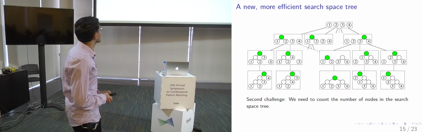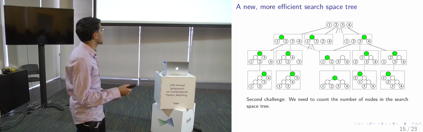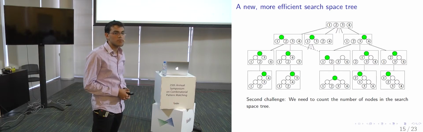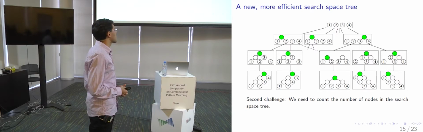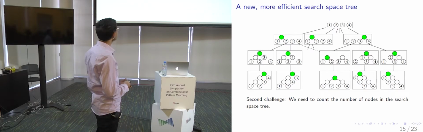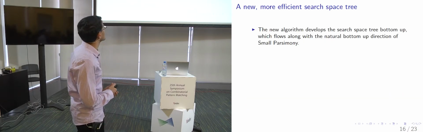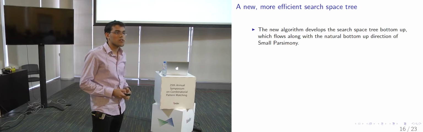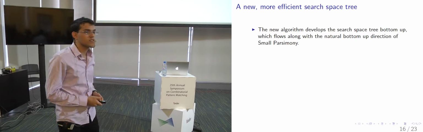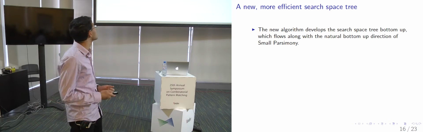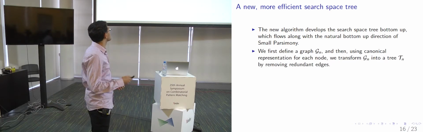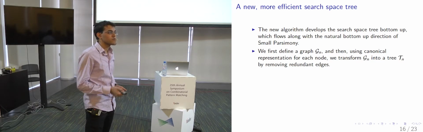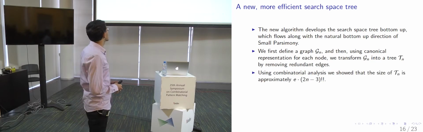So again, this is how the tree looks. In the last level, we have all phylogenies over n leaves, and we are doing one assignment operation per node. So we need to count the number of nodes in this search space tree in order to get the worst-case running time. Our new algorithm develops the search space tree in a bottom-up order, which follows the natural bottom-up order of small parsimony. We first define the graph G_n, and then I will show a canonical representation for making this graph into a tree by removing the redundant edges.